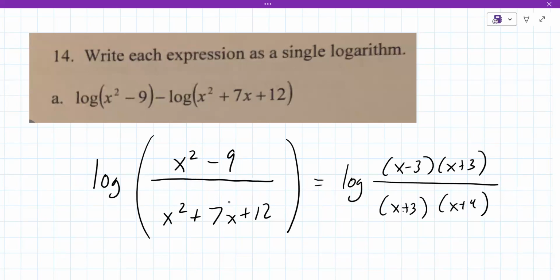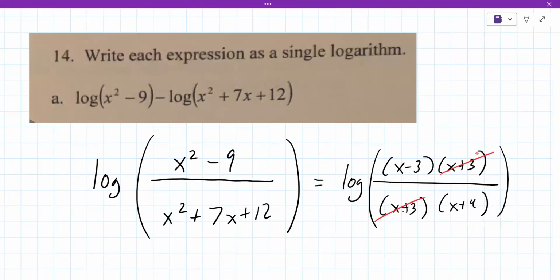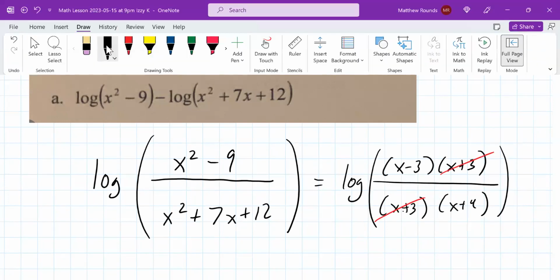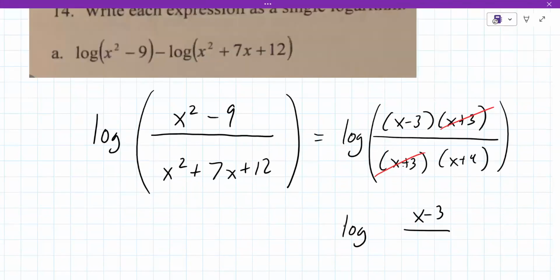You see any cancellations? Yeah, the x plus 3. I'm a little surprised the way they're doing this, but we get log of x minus 3 over x plus 4. Usually they don't have cancellations like this inside here, but they do. So that's everything.